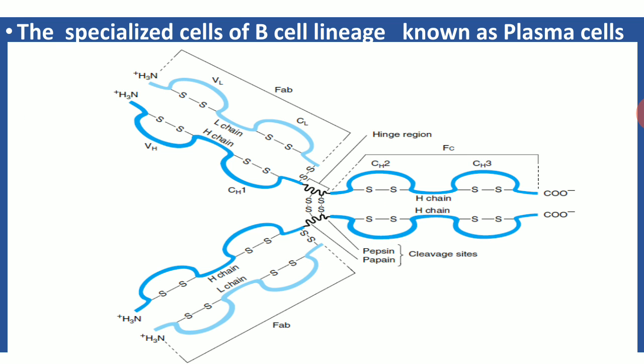This is the basic structure of immunoglobulin. This is immunoglobulin G. There are two light chains and two heavy chains, and there is some sulfide linkage, and these portions are joined by the hinge regions. Enzymes like papain and pepsin can digest and give two breaks in this one. One portion is called the antigen binding region, and the other is the crystallizable Fc region.